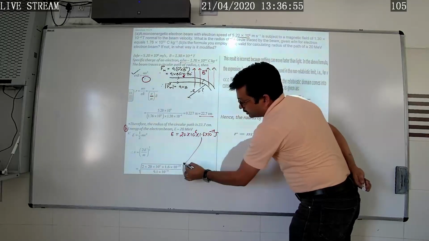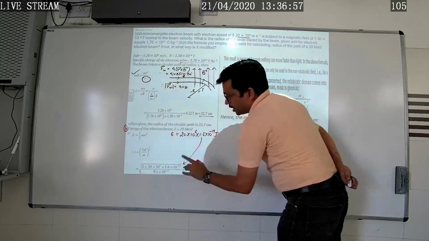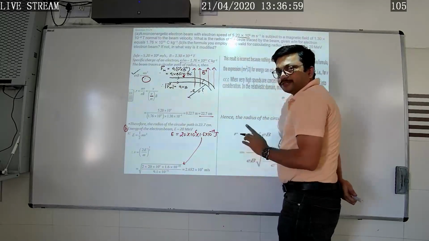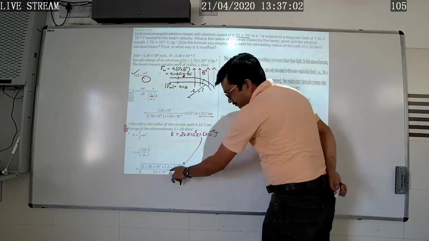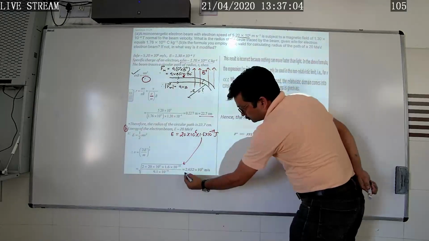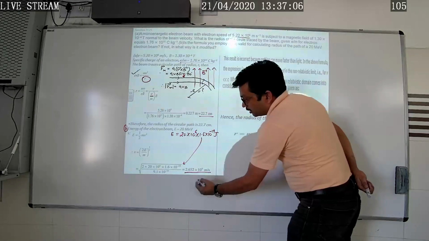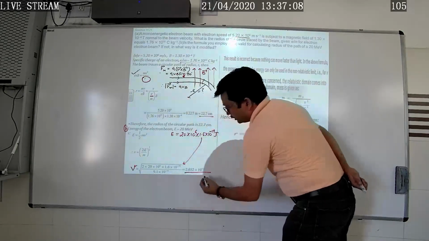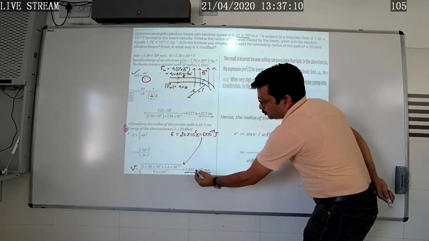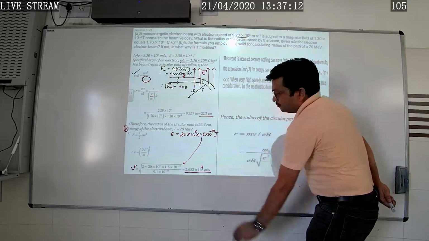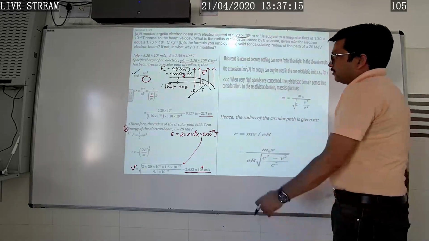So substituting this value here, and m is the mass of the electron, and its value is 9.1 into 10 to the power minus 31 kilogram. After solving it, we got the value of the speed of the electron, that is 2.652 into 10 to the power 9 meter per second.